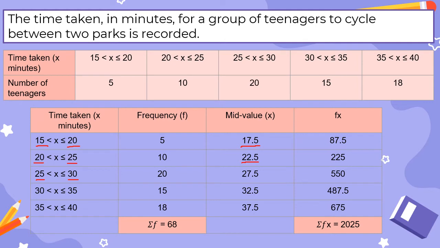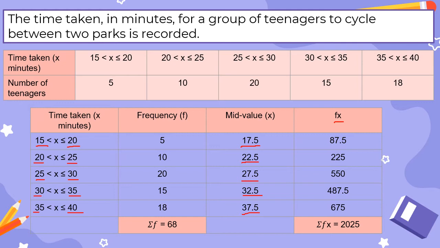55 divided by 2 is 27.5. Next, 30 plus 35 is 65. Then 65 divided by 2 is 32.5. Next, 35 plus 40 is 75, and 75 divided by 2 is 37.5. So next, to get the f of x, you need to multiply the frequency, or the f, by the mid value, which is the x.